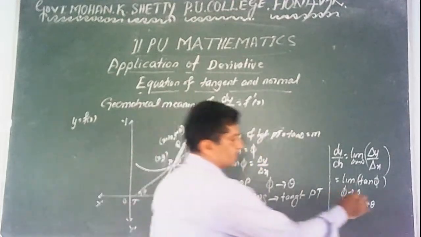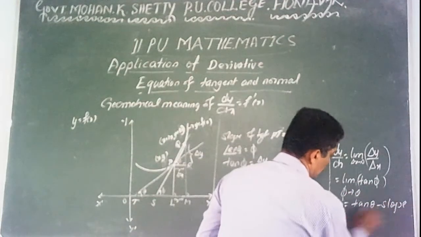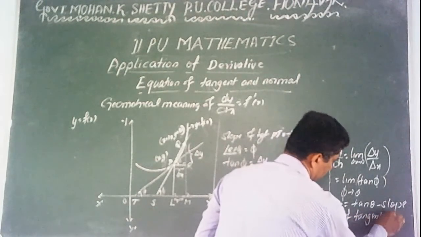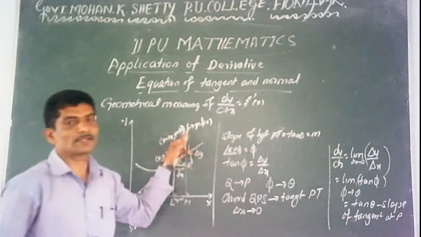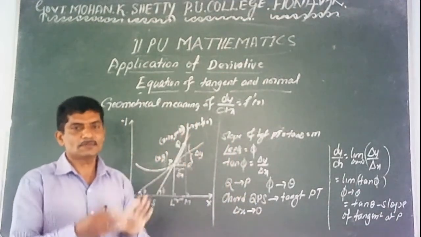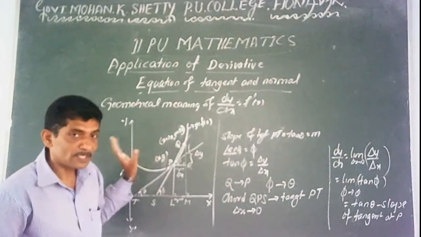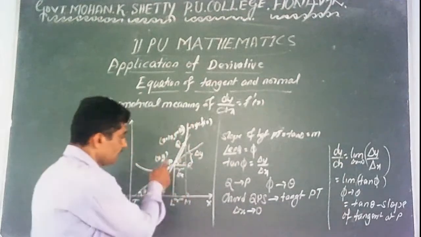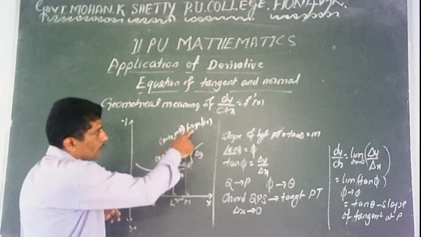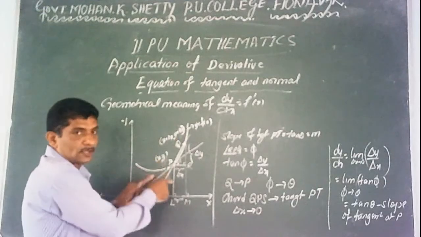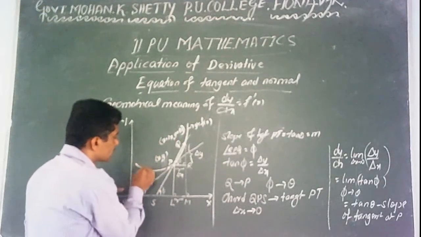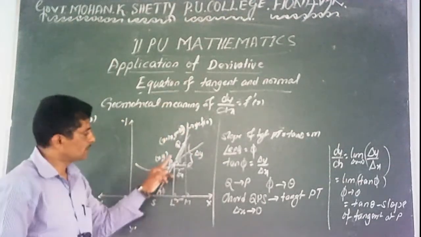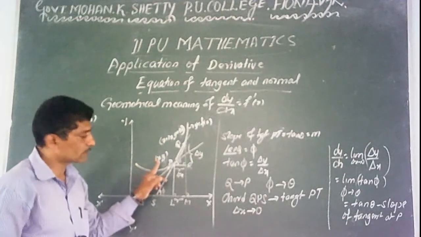What is the meaning of tan theta? It is the slope of the tangent at P to the curve y equals f of x. So dy upon dx is the slope of the tangent to the curve y equals f of x at the point P. What is P here? (x, y) is an arbitrary point, a moving point on the curve, moving in the domain of the function. This is called the locus of a point.